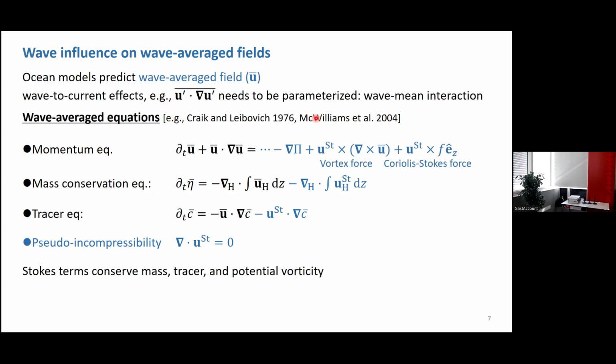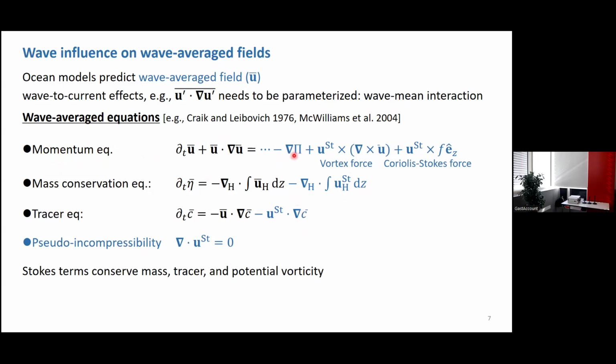But waves are something totally different from turbulence, so we need to incorporate a different theory, which is wave mean flow interaction theory. Here I'm showing one typical set of equations that people use to incorporate the wave effects. This is called wave average equations, or Craik-Leibovich type equations. The blue terms are the wave effects.